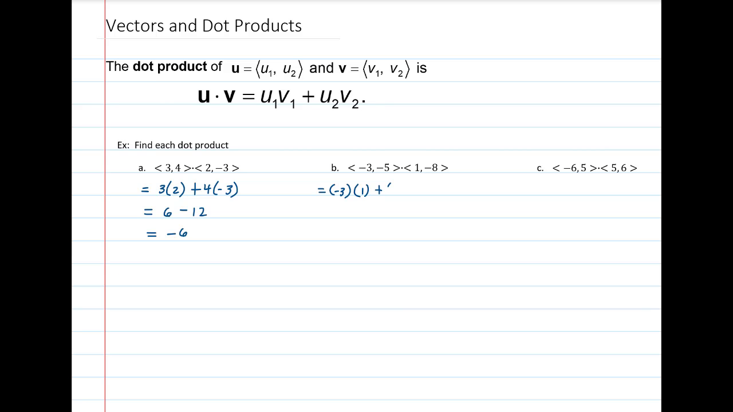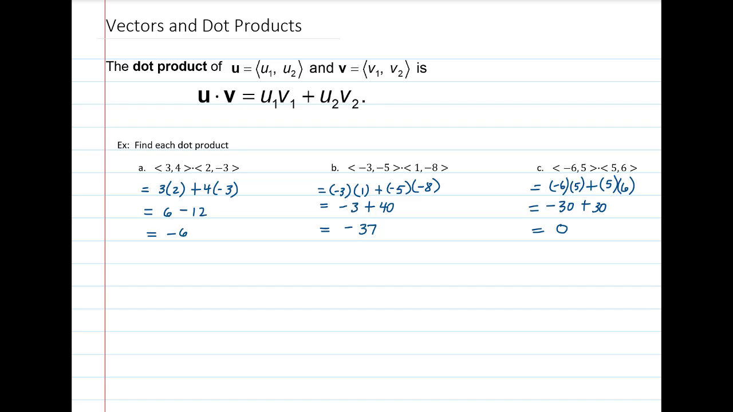On the next one, the same idea. We have -3 times 1 plus -5 times -8. And again, this is just regular multiplication and addition of real numbers. So we get -3 plus 40, which is equal to 37. Notice how all our answers here are real numbers, right? Not vectors. And then finally for the last one, the same idea. We have -6 times 5 plus 5 times 6, and we're going to get -30 plus 30, and that's equal to 0. So notice how the dot product could be positive, could be negative, or could be 0.